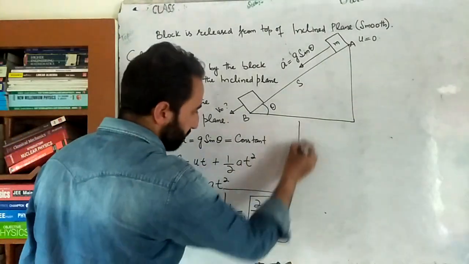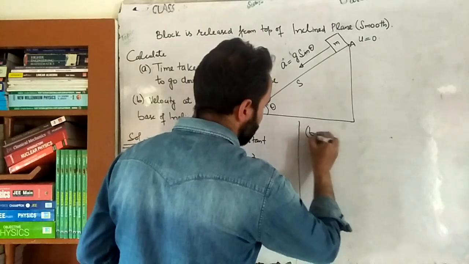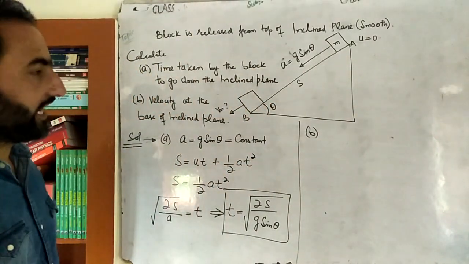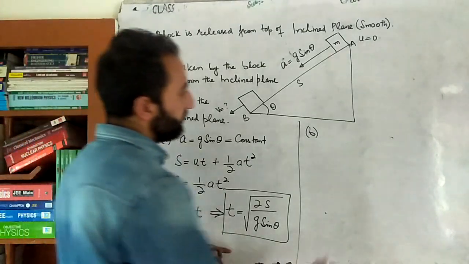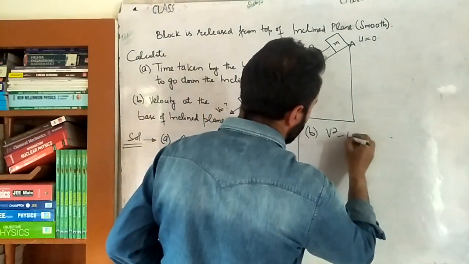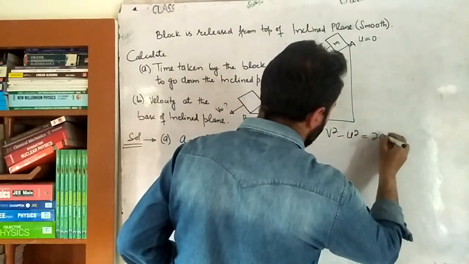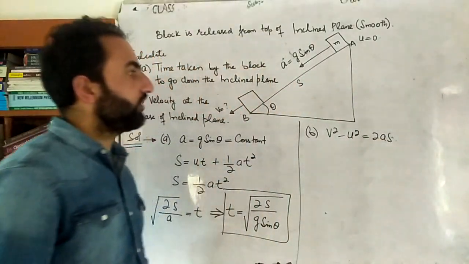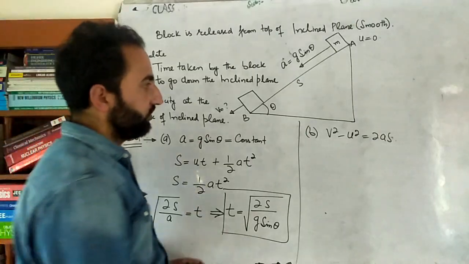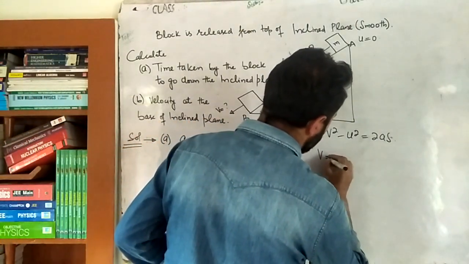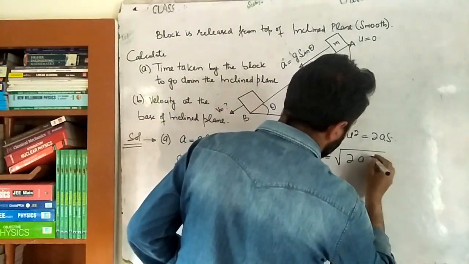So this is the time taken by the block to go down the inclined plane. Okay. The next part, B part, is that we have to calculate the velocity at the base of inclined plane. Obviously we'll use which equation? We'll use this very equation, that v square minus u square is equal to 2as, because we know initial velocity is 0, we know acceleration, we know s. So from there we can calculate velocity. This initial velocity is 0, so v is equal to under root of 2as.